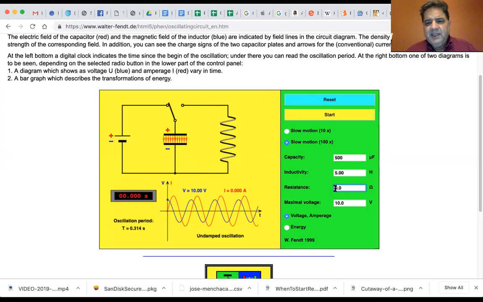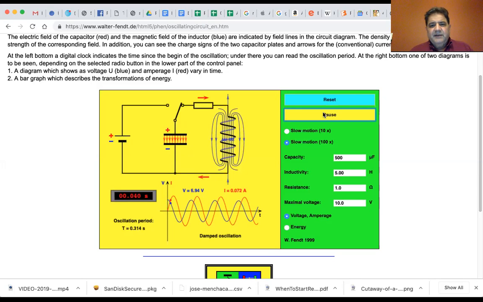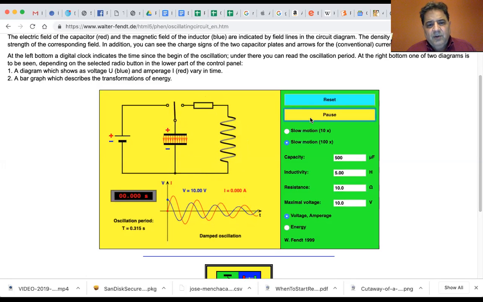But now let's reset it and put in just a 1 ohm resistor. You can see that we put in a little resistor there, and let's start. And it doesn't look very different, does it? But now let's pause it. Let's make this a 10 ohm resistor, reset, and start it. Now you can start seeing that each subsequent oscillation is reduced because of the resistance.